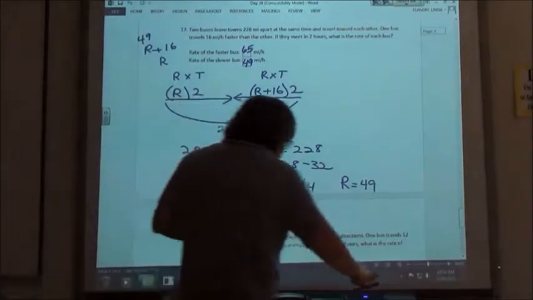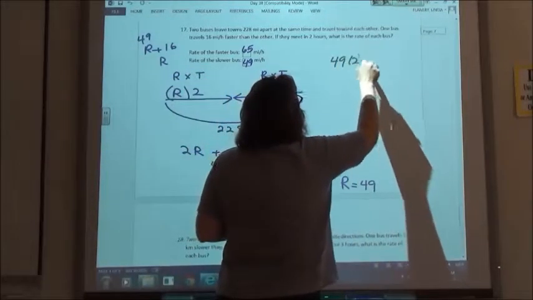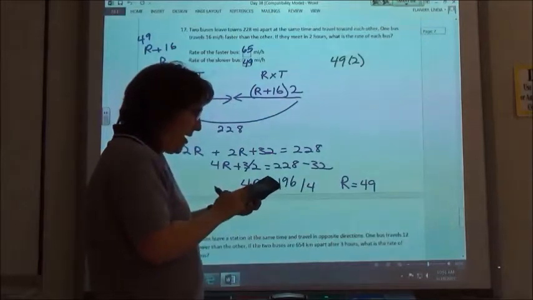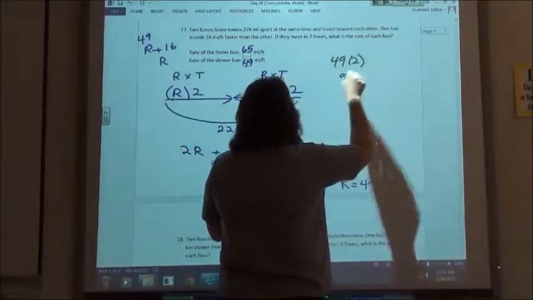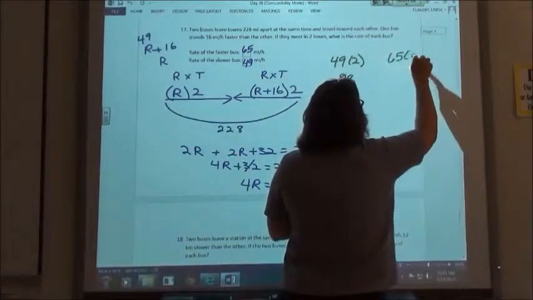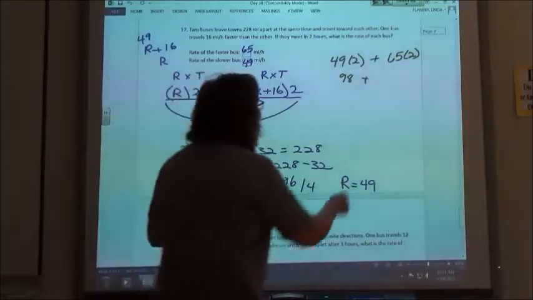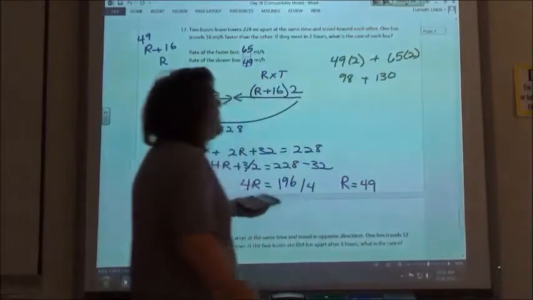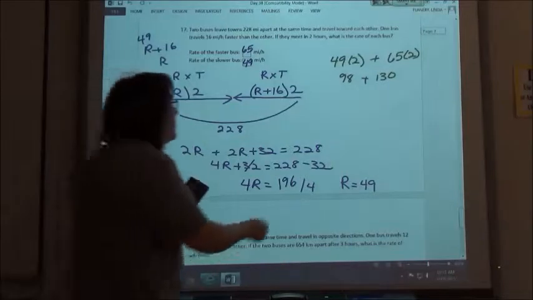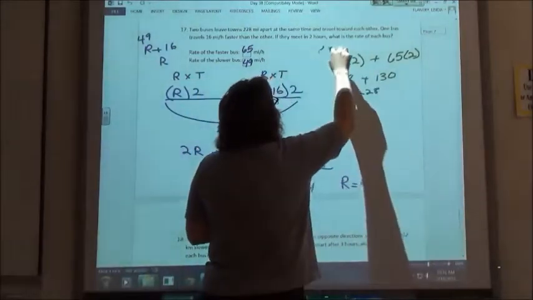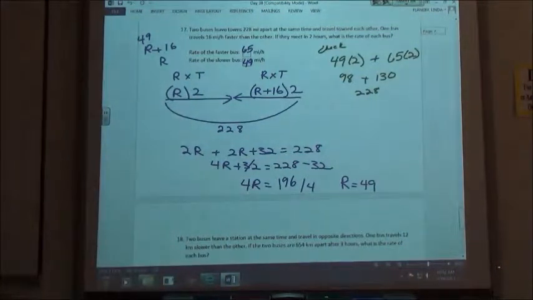Well, does that make sense? They both went for 2 hours. So if I go 49 miles an hour for 2 hours, 49 times 2 is 98. If I go 65 miles an hour for 2 hours, 65 times 2 is 130. If I go 98 miles for the first person, 130 miles for the second person, sure enough, they went 228 miles altogether. So yeah, that makes sense.